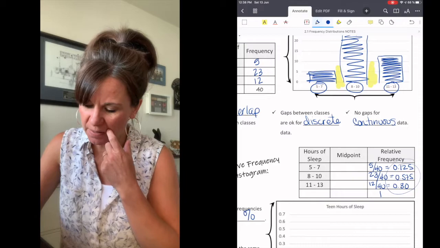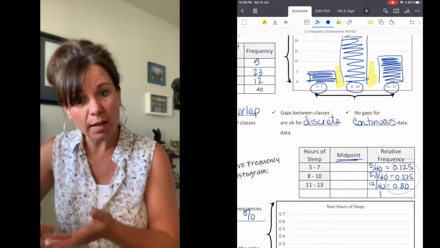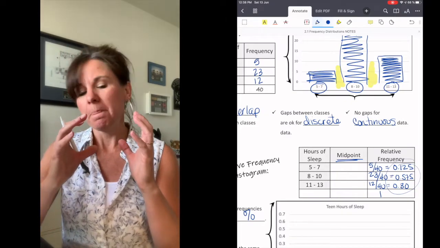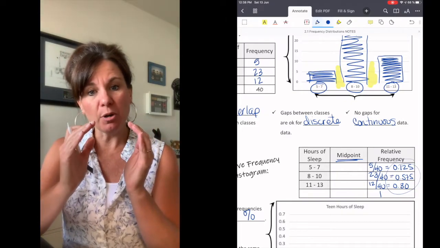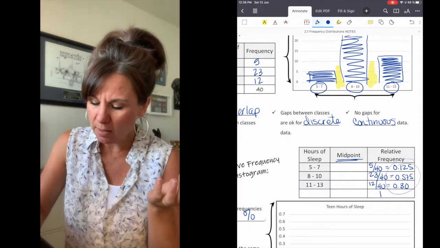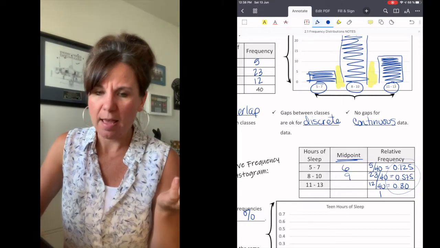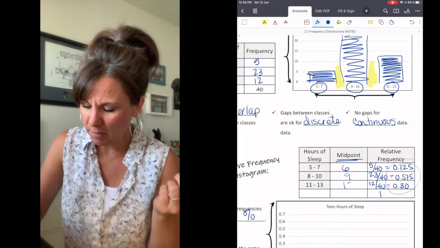Okay, now I've got this other thing here, midpoints. And this is just another way to label a histogram. You can either use the intervals of the groups, or you can simply put the midpoint down. So between 5 and 7, the midpoint is 6. Between 8 and 10, the midpoint is 9. And between 11 and 13, the midpoint is 12.